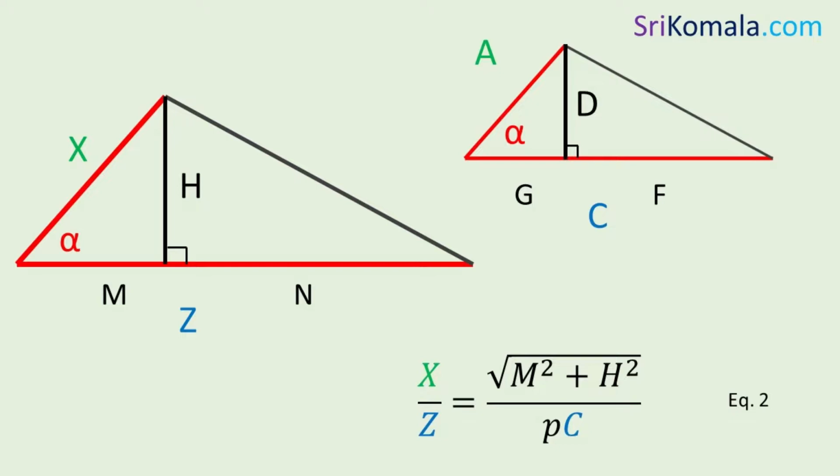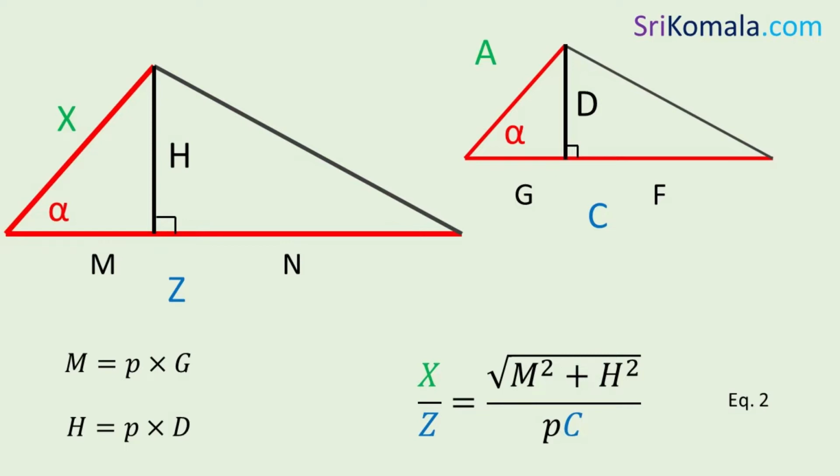By using the Pythagorean theorem, side x in the bigger triangle can be expressed in terms of side m and side h, as shown in equation 2. If you want to know how the Pythagorean theorem was proven, click the link in the monitor.